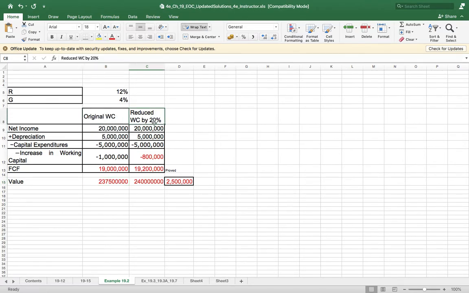If you reduce the working capital by 20%, you see the impact on the value of the company. The value of the company will be 240 million. That means the increase in the value is 2.5 million. Because of simply reducing the working capital by 200,000, you are increasing the value of the company by 2.5 million overall. Therefore, any dollar decrease in working capital is an increase in the free cash flow, and in return an increase in the value of the company. That is what is being proved here.